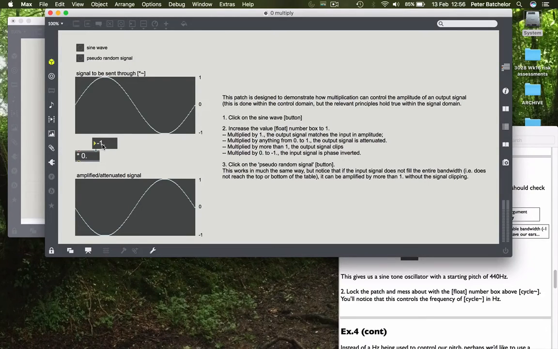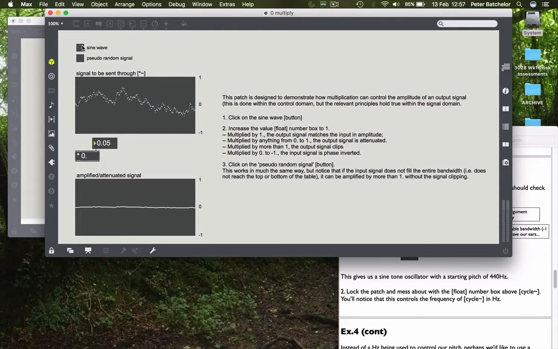So let's put this on 0 again. If I make a pseudo-random signal, which is much more like what you would get with an input from, say, a sound file, much more complex, the same thing applies. If I multiply this by 0, every sample that you see here is being multiplied by 0 and we get 0. If I multiply everything by 1, then we get the original signal, but we can attenuate that to 0, and then beyond 0 we end up inverting the signal.